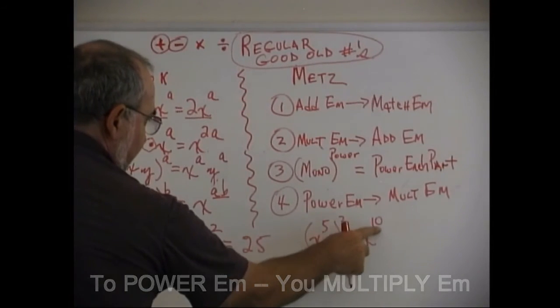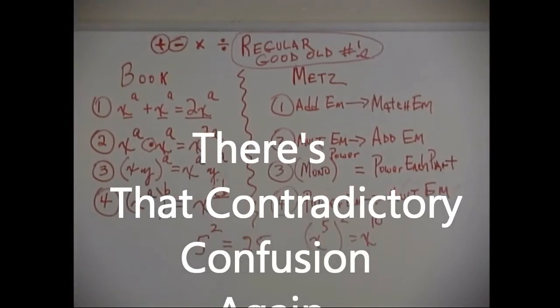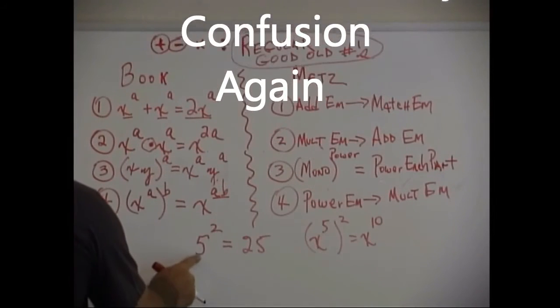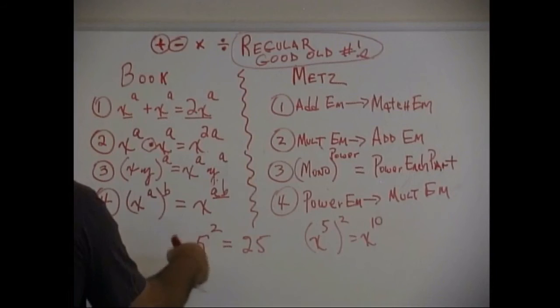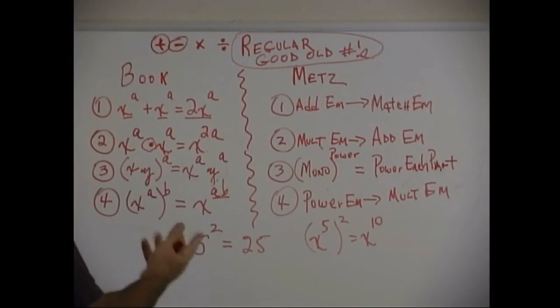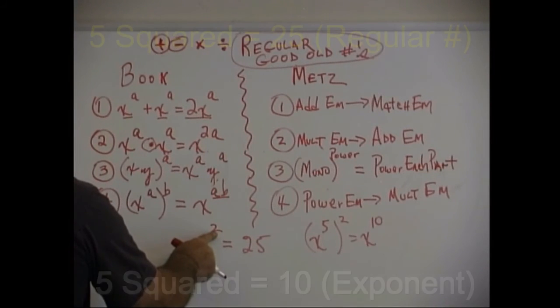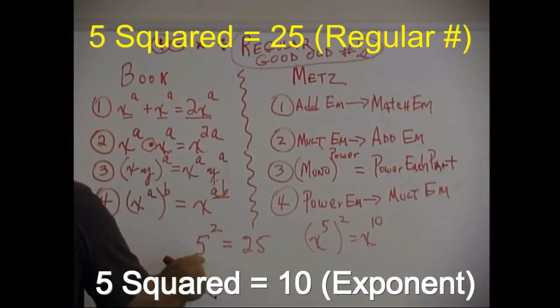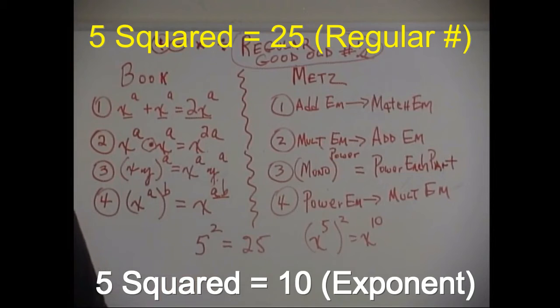You multiply them and get x to the 10th. Now why would people get confused with this? Well, if you were doing 5 squared, that's a regular good old number. How do you power a regular good old number? Well, this thing says I have 5, the base, twice as a factor. So this means 5 times 5, which is 25.